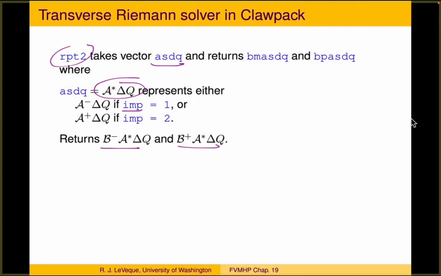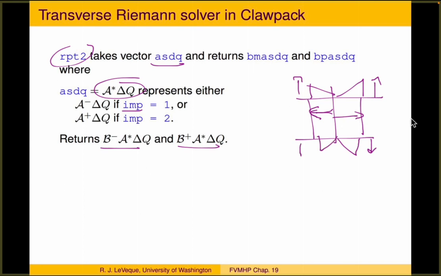So this transverse Riemann solver has to be called twice. If we're doing things in the x direction, for example, we would first calculate A plus delta Q and A minus delta Q, and then for each of those we would call RPT2 to split it up into the upgoing and downgoing parts. That would be one call to RPT2, and then starting with the left-going wave, another call to RPT2 would compute the upgoing and downgoing parts of that wave.